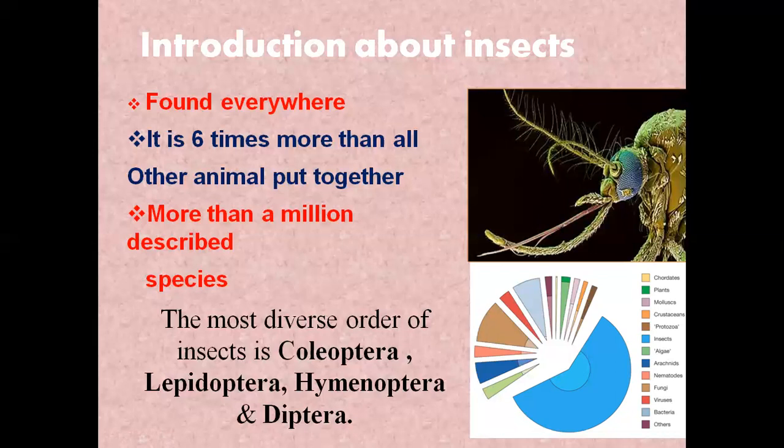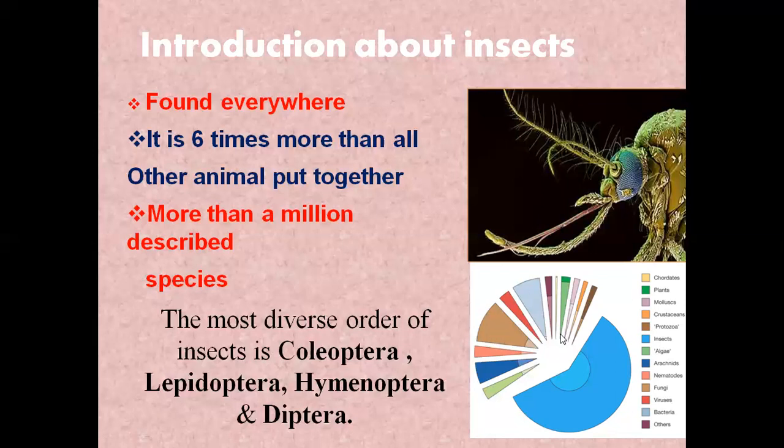The most diverse orders of insects are Coleoptera, Lepidoptera, Hymenoptera, and Diptera. Actually students, this is not important for you now, because it is given on the slide for the introduction. The total number of insect orders is 29, and among all these 29 orders, a few are mentioned on the slide: Coleoptera, Lepidoptera, Hymenoptera, and Diptera. Among these, the largest order is Coleoptera, because of the number of insects under it, followed by Lepidoptera, Hymenoptera, and Diptera.